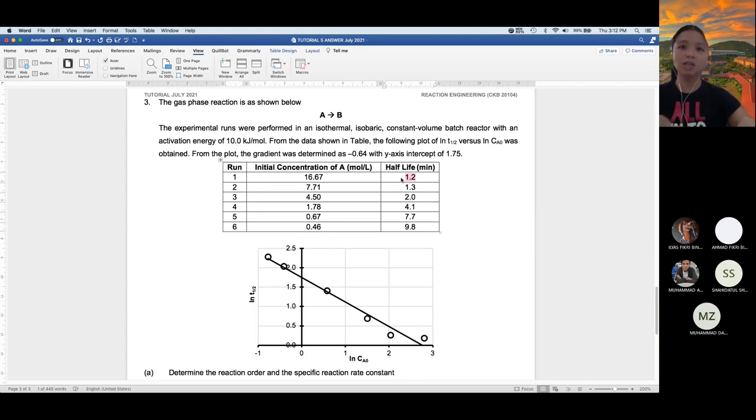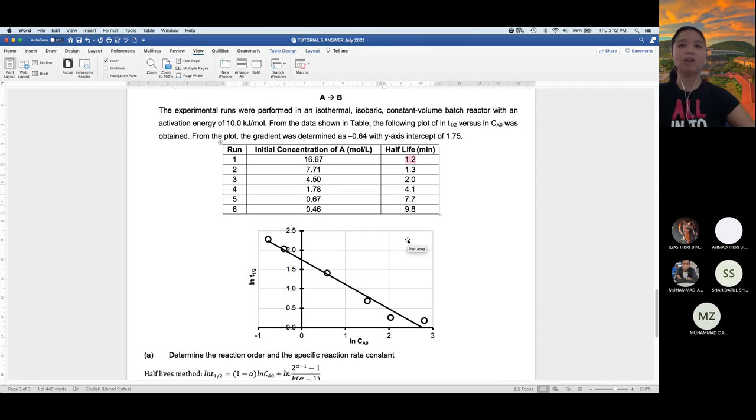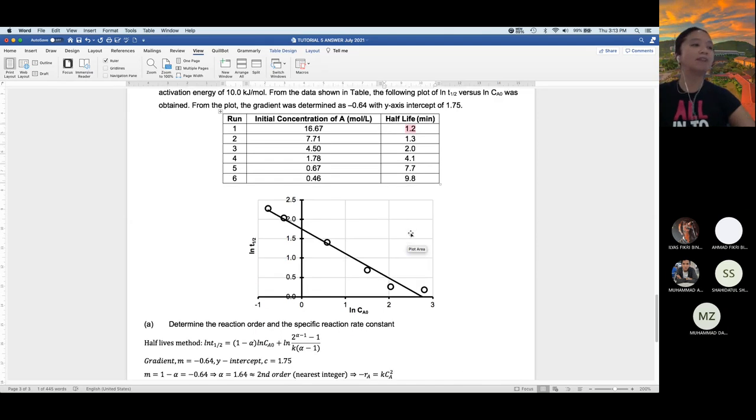Dan dibuat pula run kedua dia start pula dengan kepekatan 7.71, dia catat lagi masa, berapa lama masa untuk dia menjadi separuh. Then you get the graph. So kalau ada T half, kalau ada half life, definitely akan menggunakan half life method. So kan tadi saya kata ada 3 method, differential, integral, half life and initial rate. So kalau data eksperimen tu half life, confirm lah dia half life method. So you don't have to think too much. Pergi tengok dalam notes half life method.